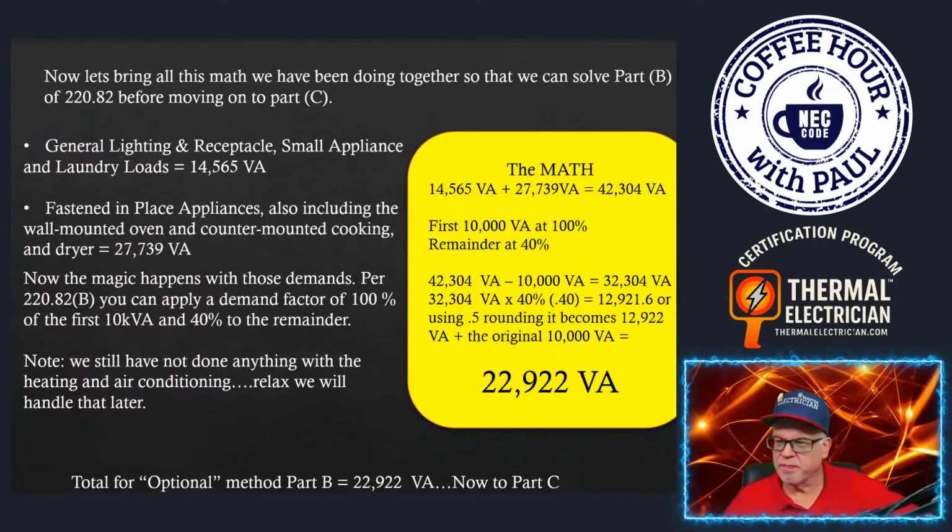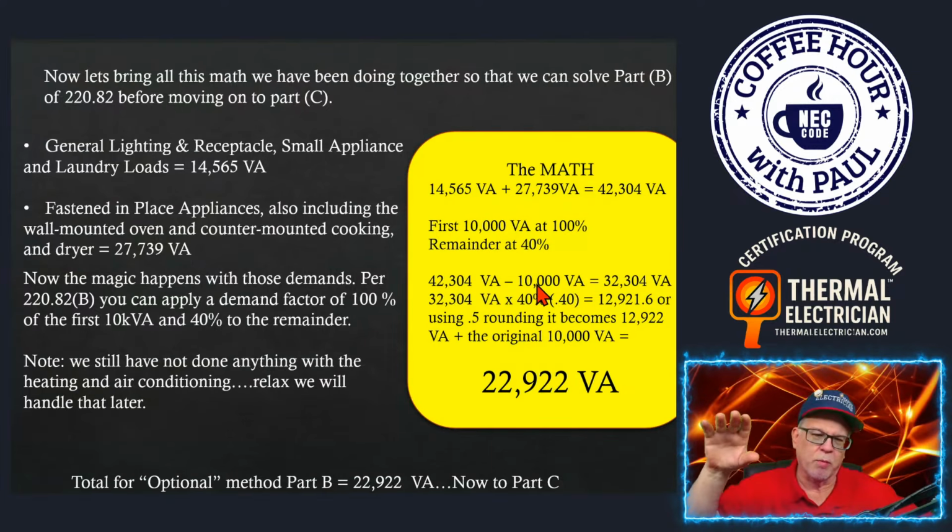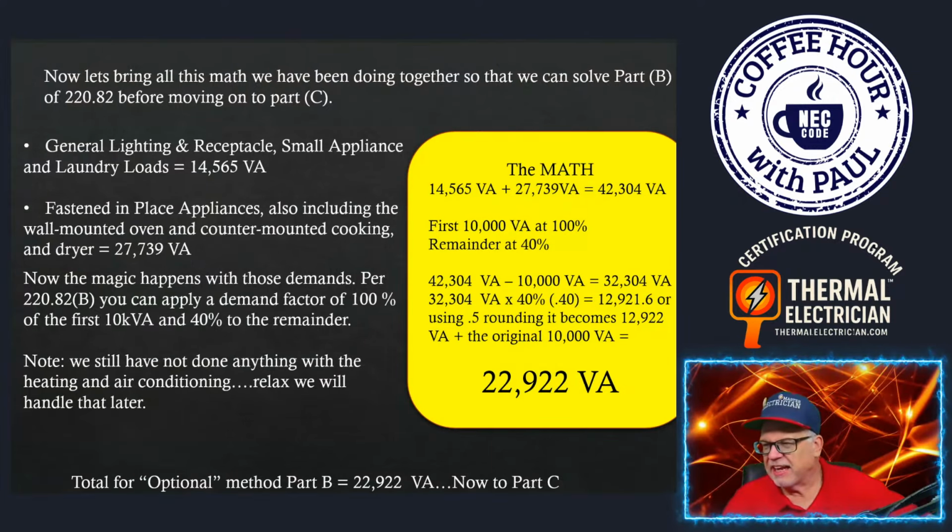All right. So let's see here. 42,304 minus 10,000, because we have to take that 10 and put it to the side. We'll bring it back. Don't worry. So that gives us 32,304. We're going to multiply that value by 40%. So 32,304 times 0.40 is 12,921.6. Now remember, 0.5 or greater, we round up. 0.4 or less, we can drop off.